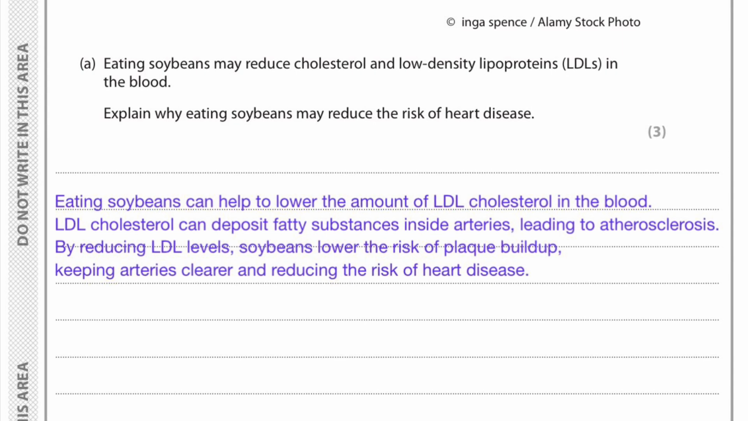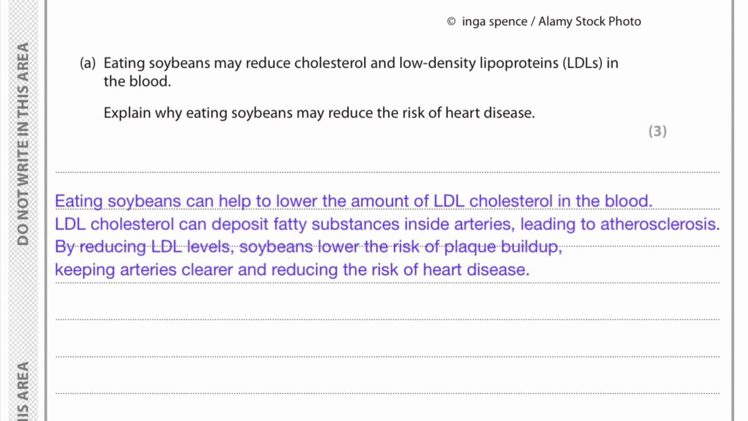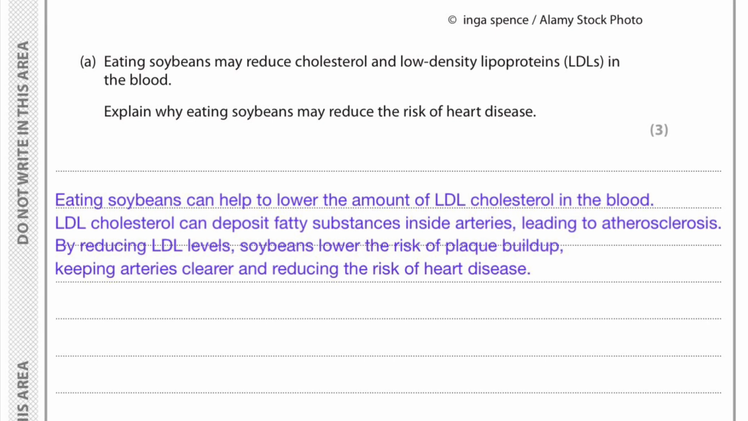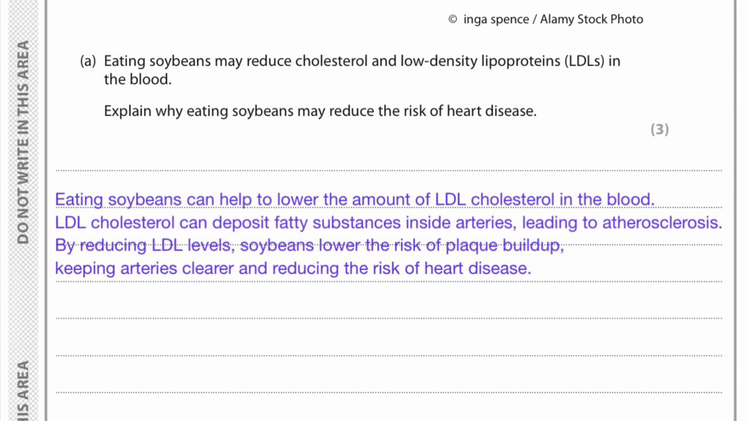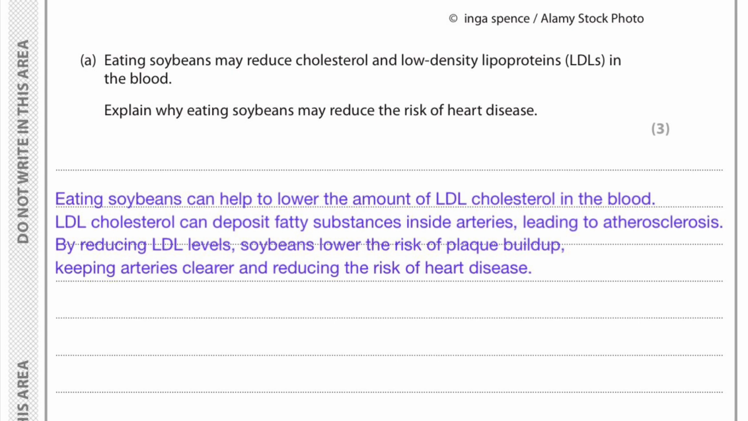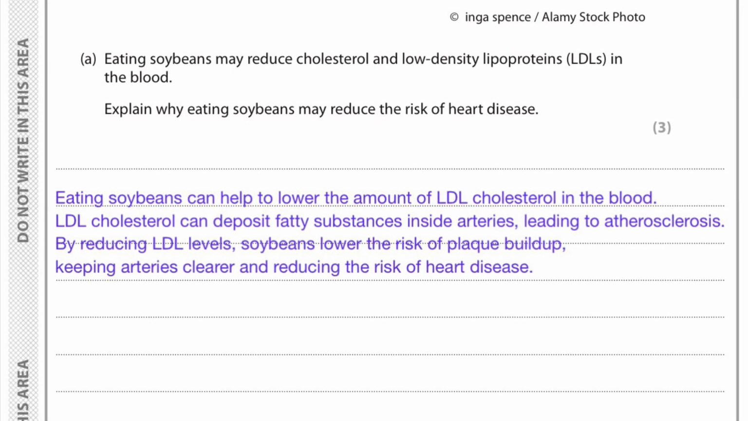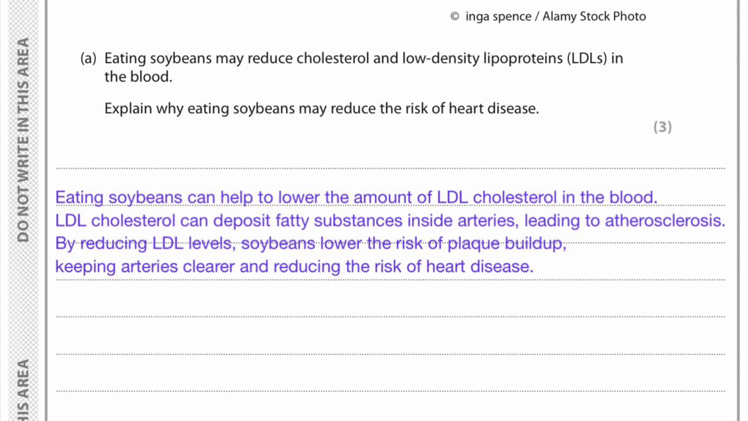So I said, eating soybeans can help to lower the amount of LDL cholesterol in the blood. LDL cholesterol can deposit fatty substances inside arteries, leading to atherosclerosis. By reducing LDL levels, soybeans lower the risk of plaque buildup, keeping arteries clearer and reducing the risk of heart disease.